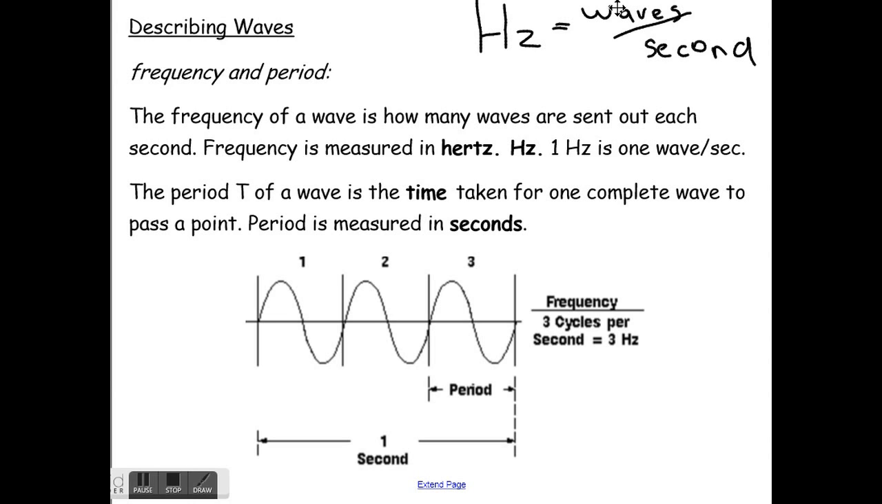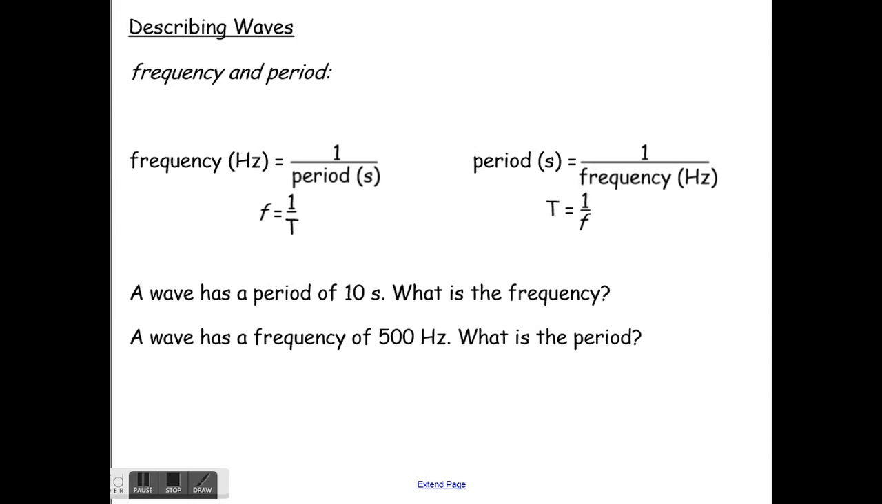It'll probably make more sense once you start working through the formulas, which I'll talk about, and it'll make it a little bit easier. And here are our formulas. So frequency and period. The frequency is equal to 1 divided by the period. Again, frequency is measured in hertz, period measured in seconds. So f equals 1 over T. Then the period is equal to 1 over the frequency. So T equals 1 over f.